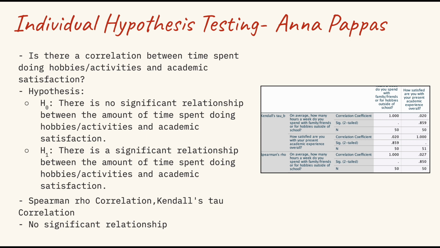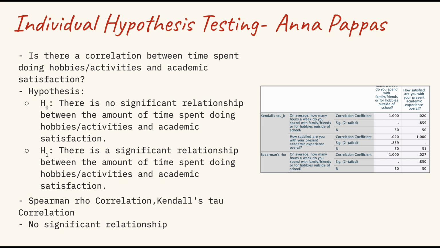Since my variables, time spent on hobbies and academic satisfaction, are ranked or subjective, these tests were ideal for identifying any potential monotonic relationships between them. From the Kendall's Tau, the correlation coefficient was 0.020 and the p-value was 0.859. This shows almost no correlation between the time spent on hobbies and academic satisfaction, and the p-value is much greater than 0.05, meaning the result is not statistically significant.